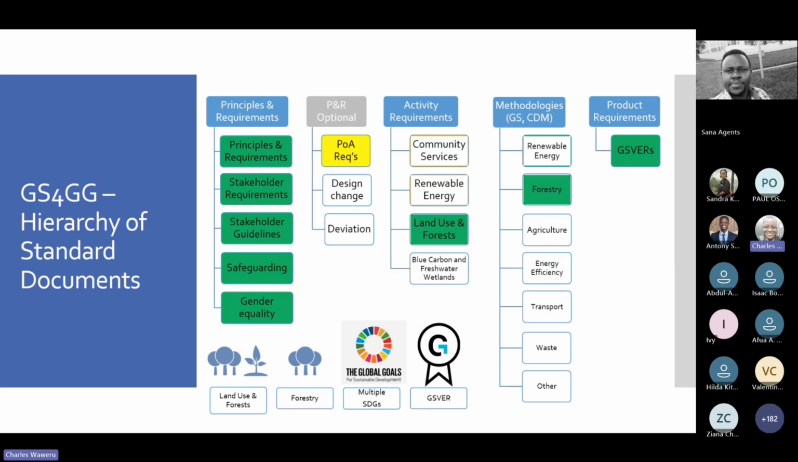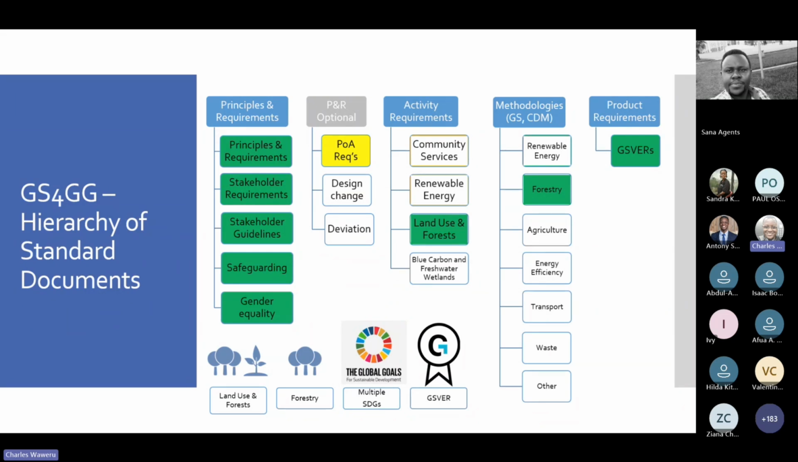The second document in the hierarchy of standard documents, we also call the activity requirements. And in this case here, you will be required to look at the one for the land use and forest to see what it requires you to do.